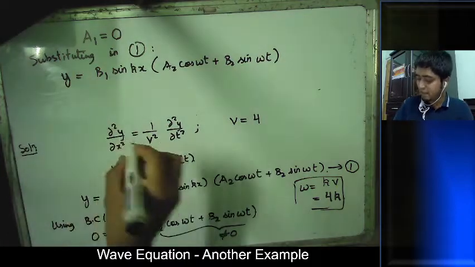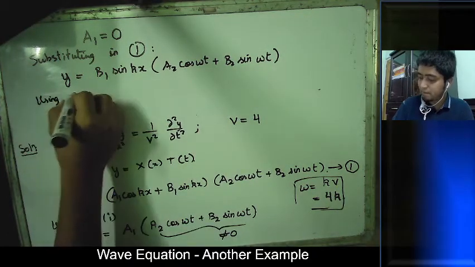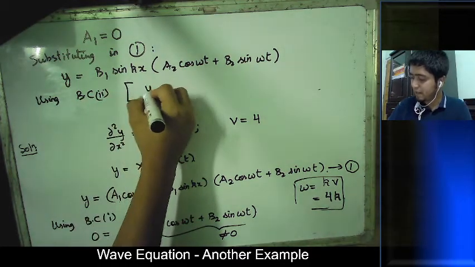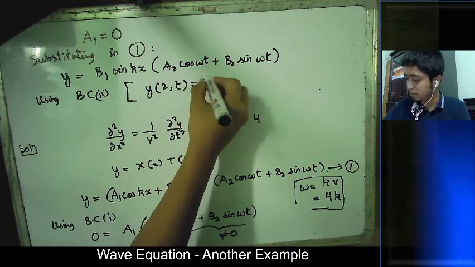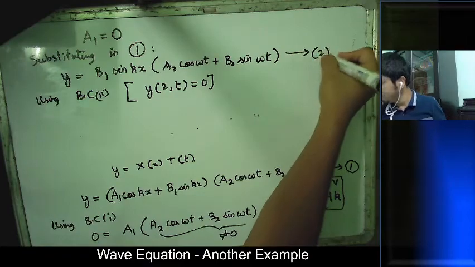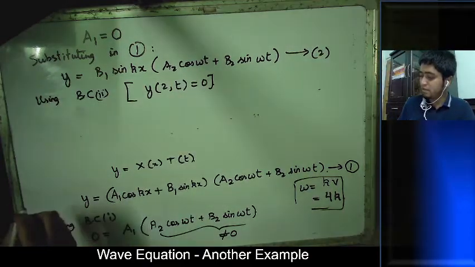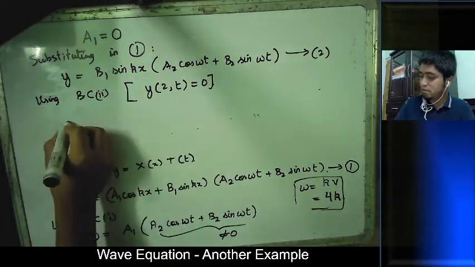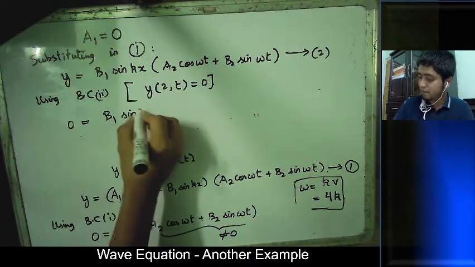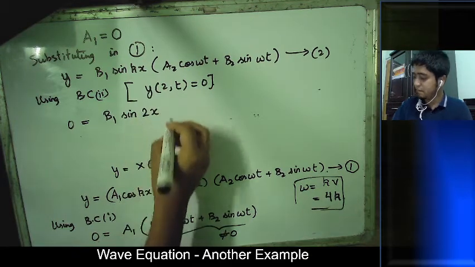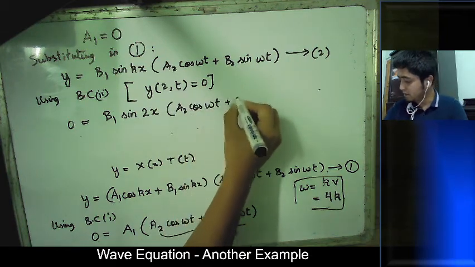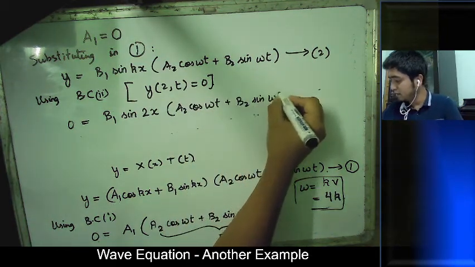Next, we will use the second boundary condition. I will just write it down over here. We had that y at x equal to 2 is also equal to 0. So substitute it in equation 2. If we substitute it in equation 2, the value of y is 0, x is equal to 2, so b1 sin 2k times a2 cos ωt plus b2 sin ωt. This is what we will be having.